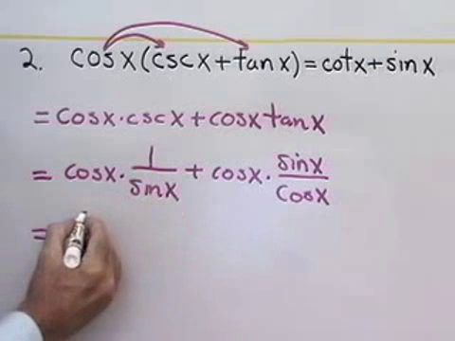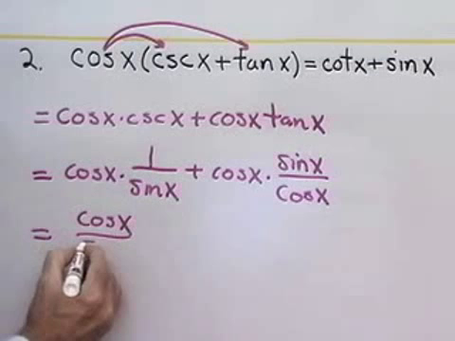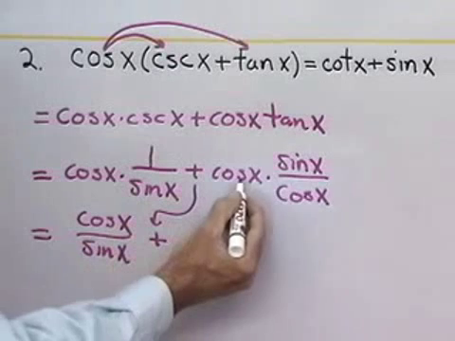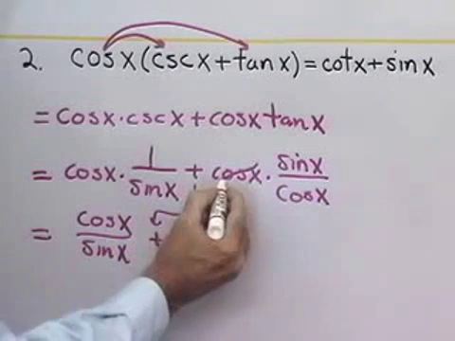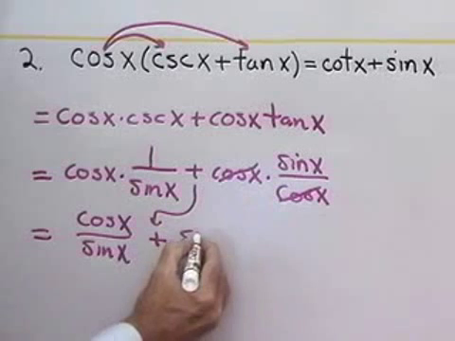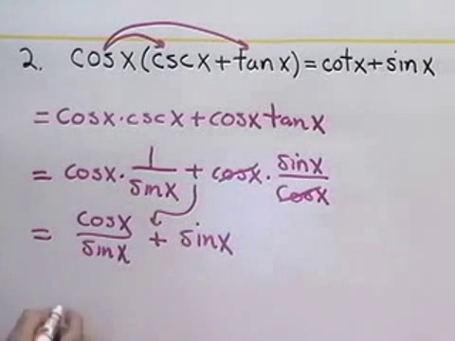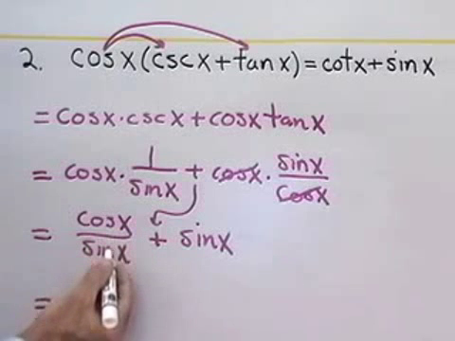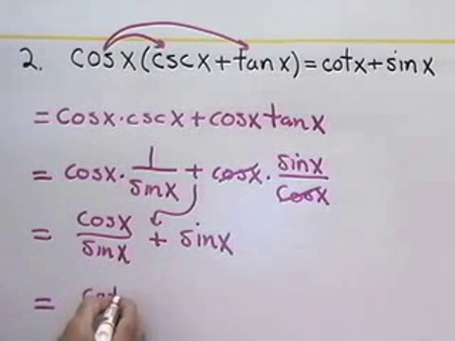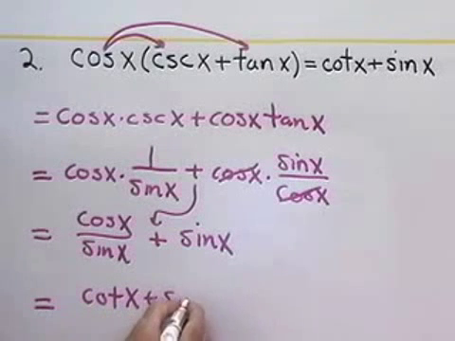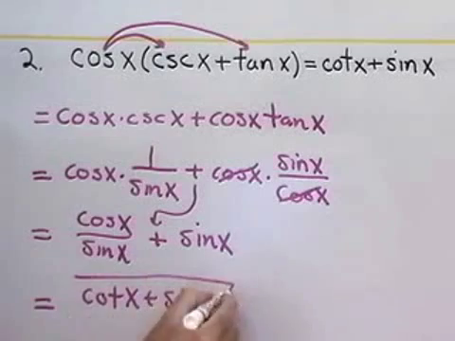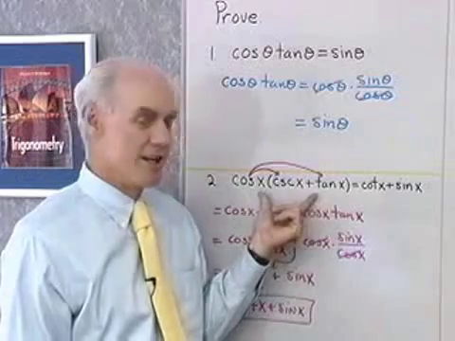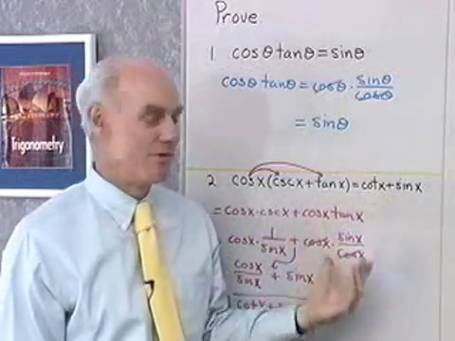Cosine x times 1 over sine x is cosine x over sine x, plus cosine x times sine over cosine. I'll divide out that common factor of cosine and I have left sine x. And so I see I've succeeded in getting what I want here. Cosine x over sine x, using my ratio identity, is cotangent x, plus sine x. And I've succeeded in changing the left side of this identity into the right side. So I've essentially proved this identity.